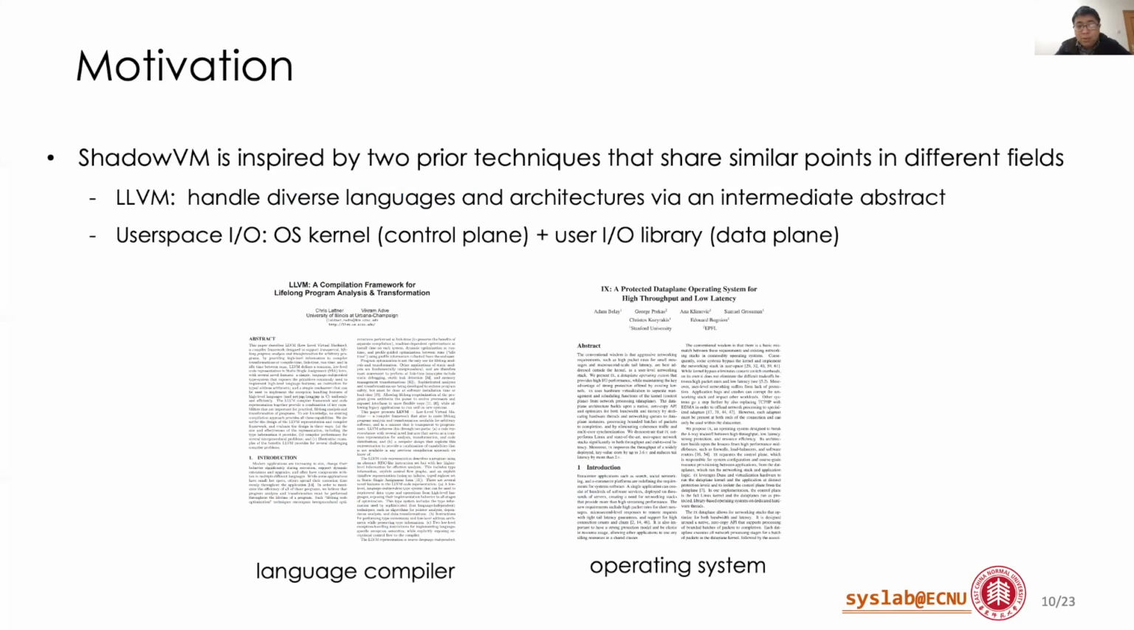ShadowVM is inspired by two prior technologies that share similar points in different fields. For example, LLVM handles diverse languages and architectures by using an intermediate abstraction. Besides, user space I/O leverages the OS kernel as a control plane for authority management and provides a user library as a data plane that allows the user program to access the NIC without trapping into kernel space. Our design considers similar points in data analytics. In ShadowVM, the control plane hides the diversity of analytic systems and computing devices, while the data plane opens the optimization space for CPUs and GPUs.